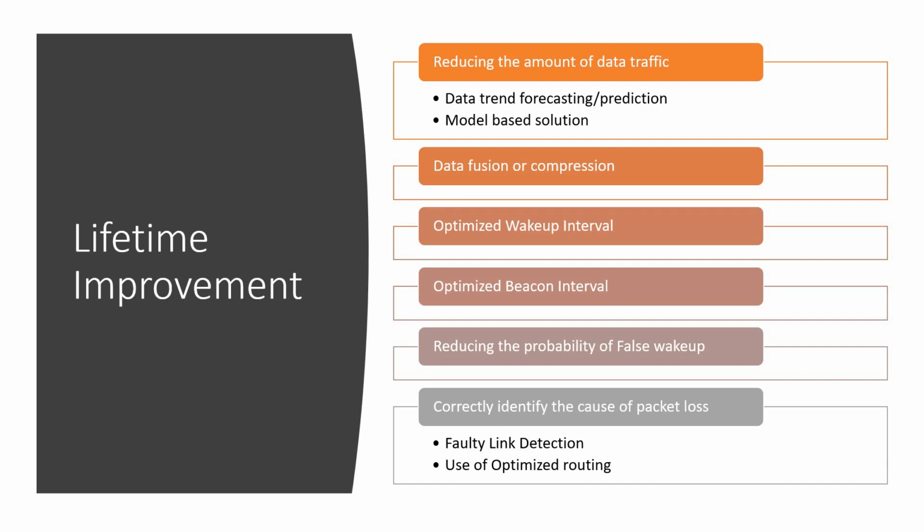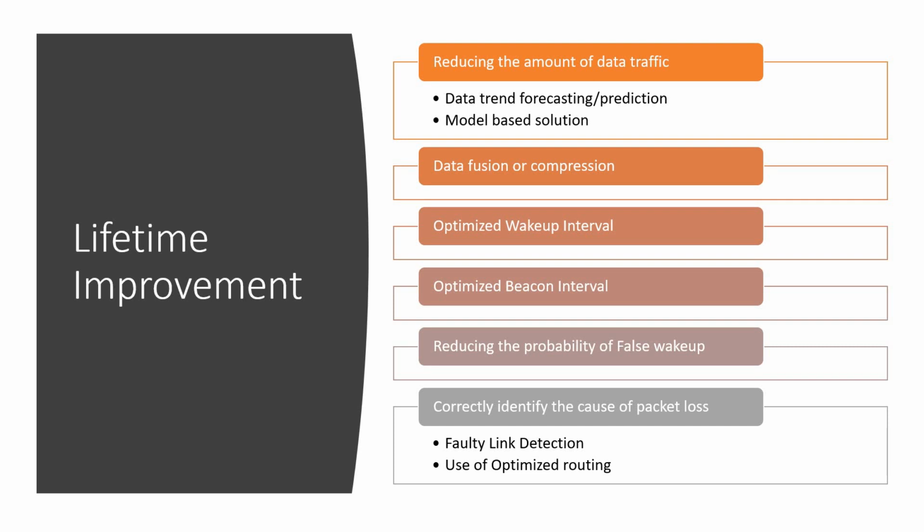Next is optimized beacon interval. Usually in a wireless sensor network, there are beacons. Beacons indicate that, okay, now I have woken up from sleep and now you can send me data. We're going to learn more about beacons in the protocols related to wireless sensor networks and wireless LAN.